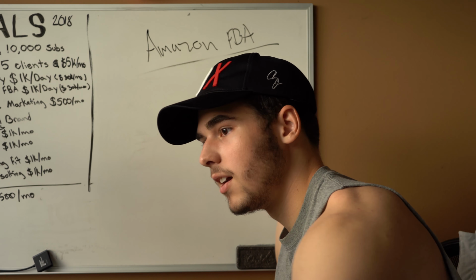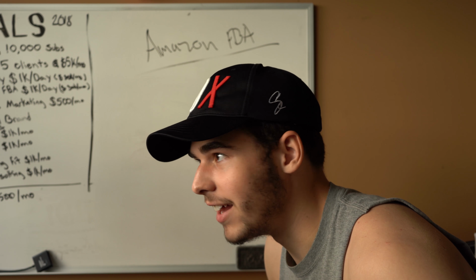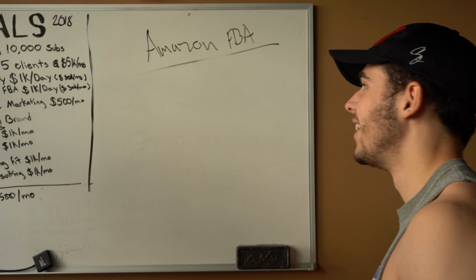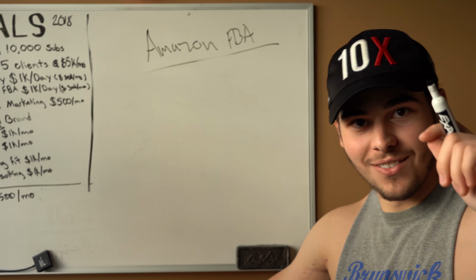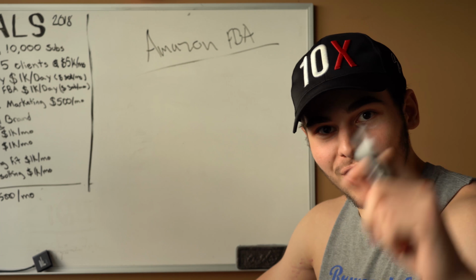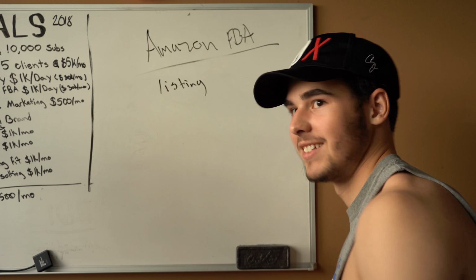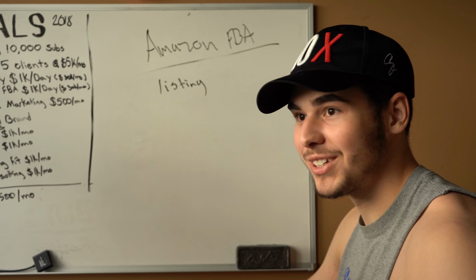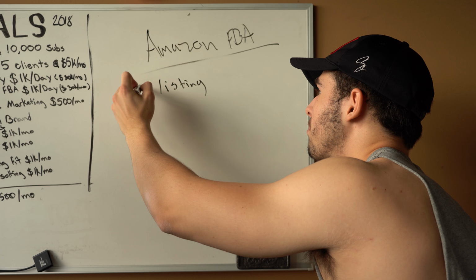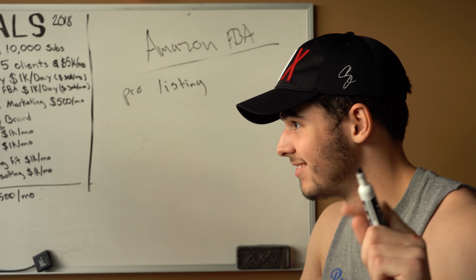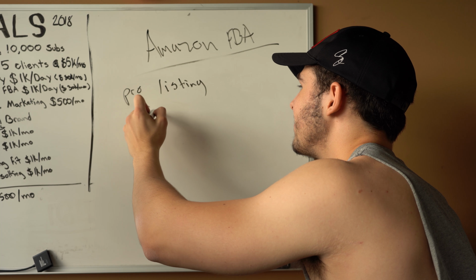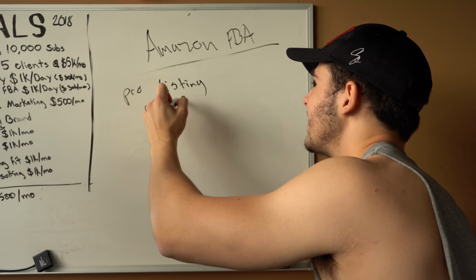So how do you get your products to sell on Amazon? This is a tough one. First, you have to have a listing. You have to have a good listing, a pro listing. Also, you have to have reviews. And you also have to have, wait for it, a good product.